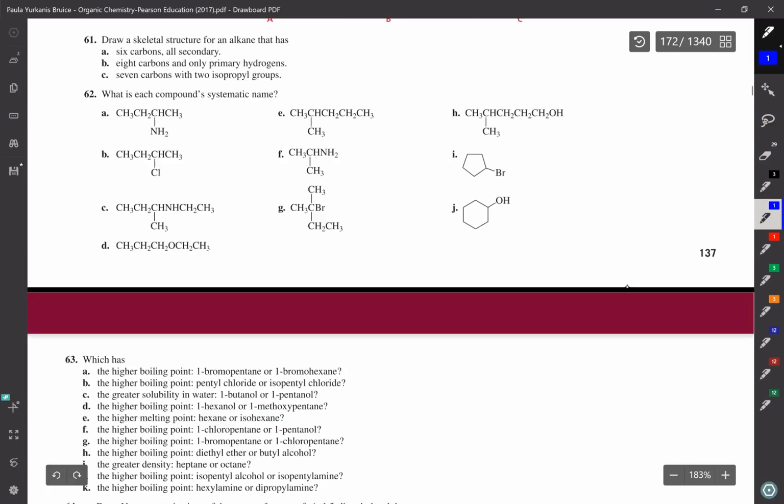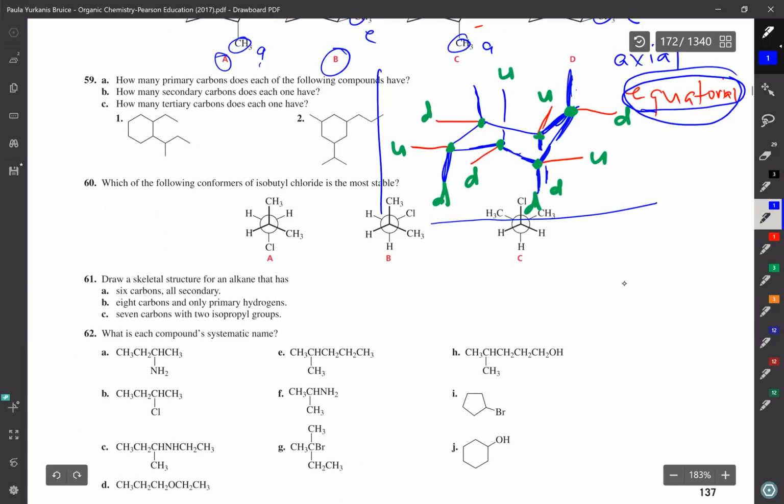Are we good with cyclohexane? Those are the kind of things I want you guys to know with cyclohexane. Any questions on cyclohexane? I have a question.